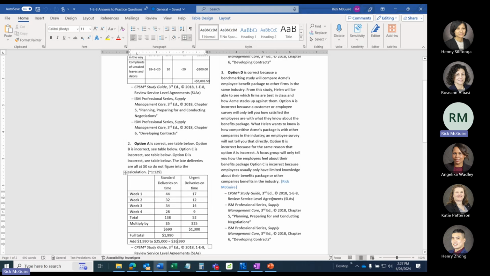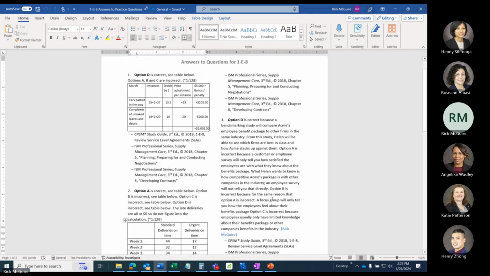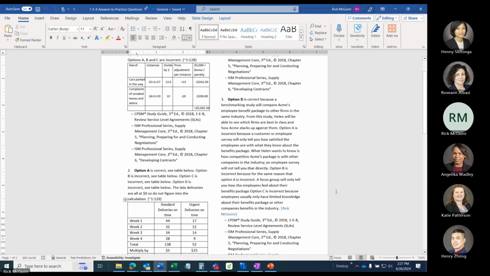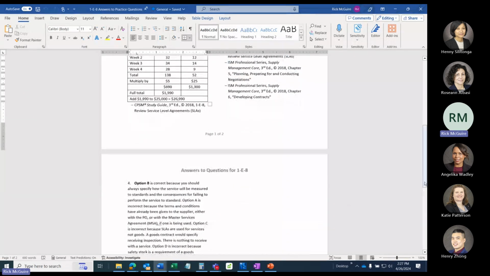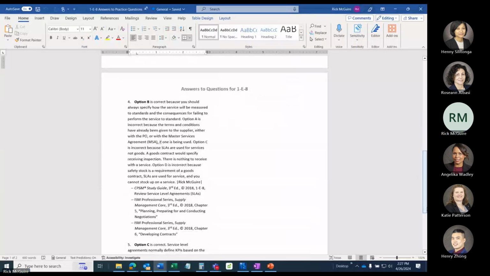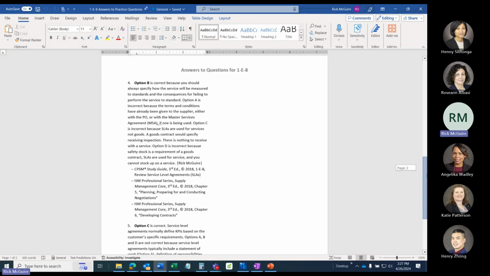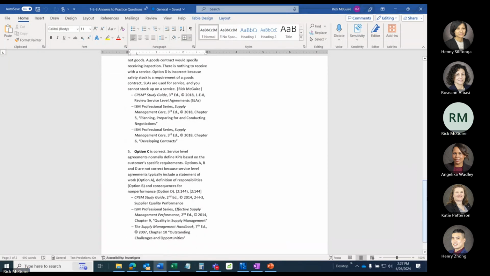All right, 3 is Delta. Benchmarking study will compare Acme's employee benefit package to other firms. And 4 is Bravo. You should always specify how the service will be measured. And 5 is Charlie. Service level agreements normally define KPIs based on the customer's specific requirements.